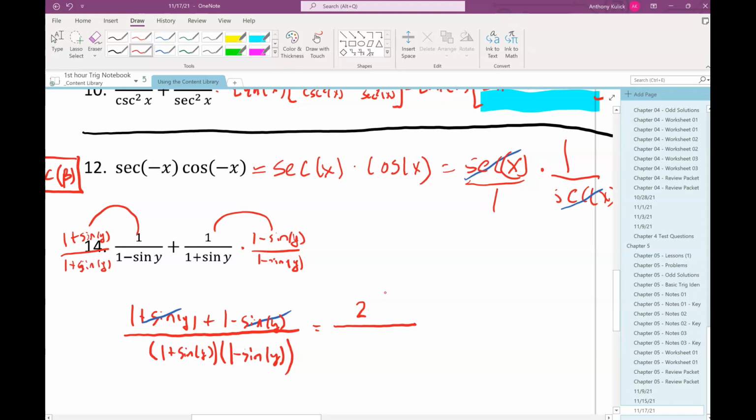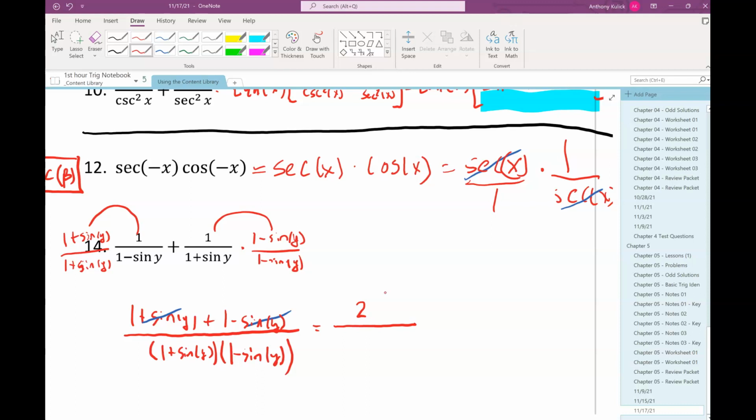To do that, I should... so if I look at the denominator, how do I multiply those two things together? Anybody? Just FOIL, right? I have two parentheses multiplying together like that, with things being added and subtracted inside of them. That should scream FOIL. Do you guys see that now?